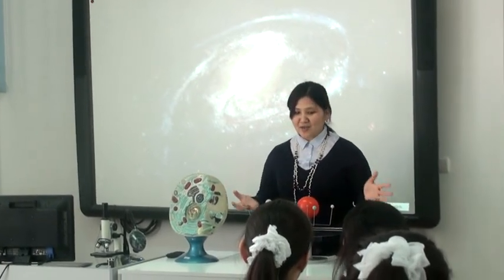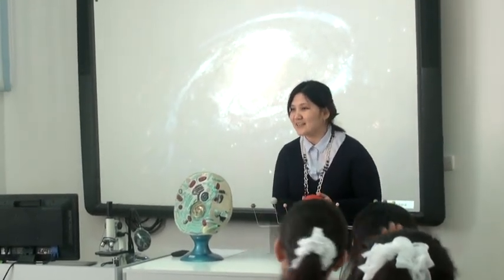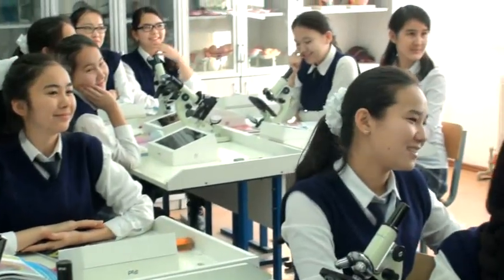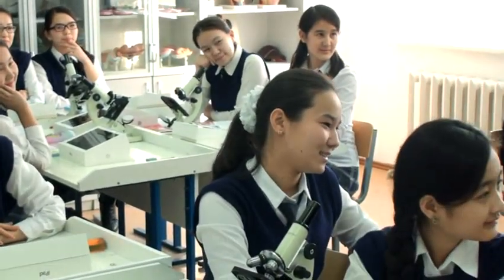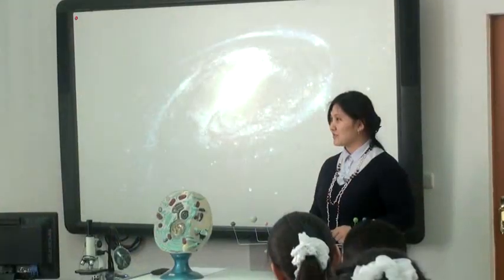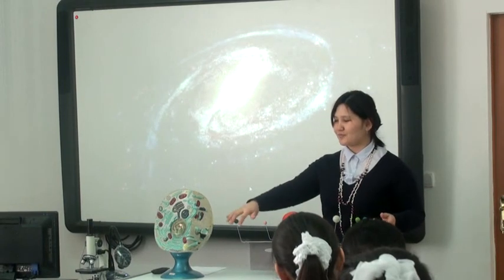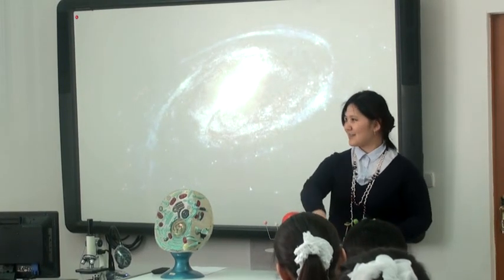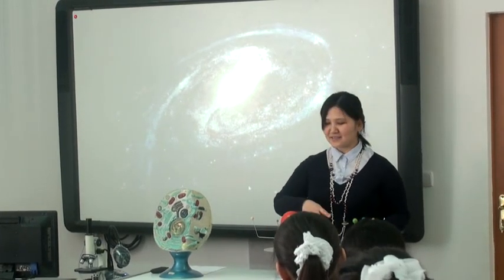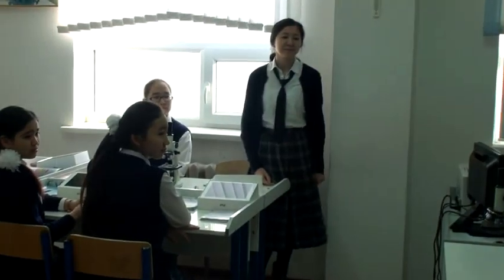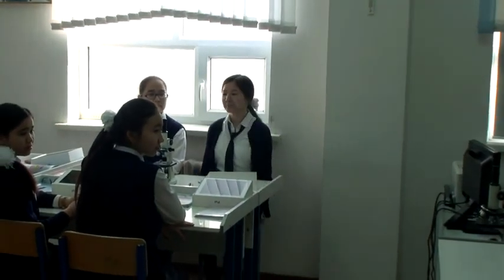Who wants to say what is the name of this model? Yes, Arujan? It's a solar system. Solar system. What is this one? This is the sun, the orange one. Yes, sun. And what about these balls? Planets. How many planets do we have? 8. 8? It was 9, but now it is 8. Thank you. Who knows about the Earth?